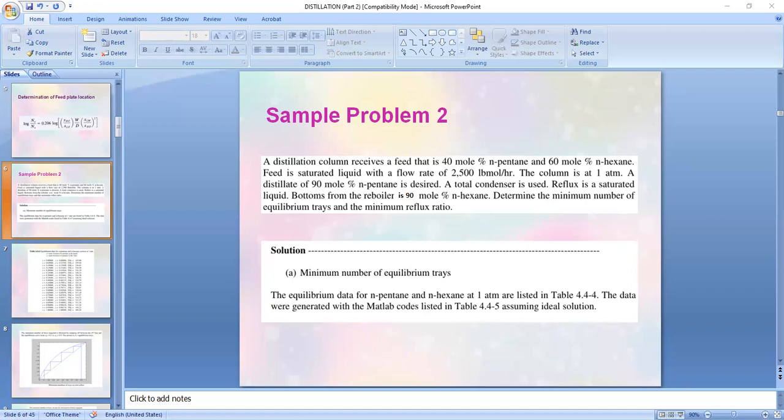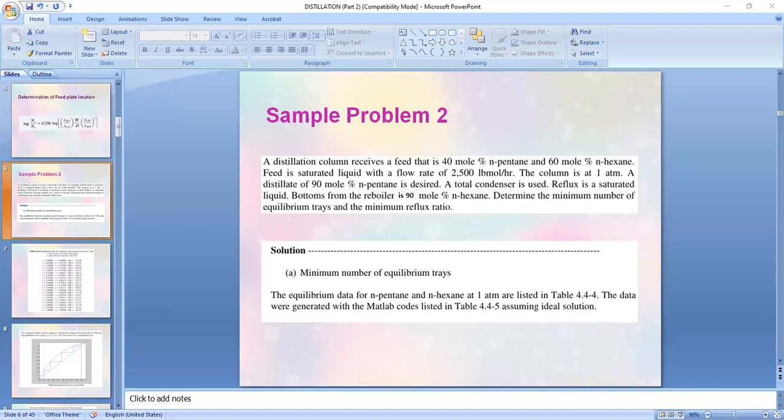Now, your bottoms from the reboiler is 90 mole percent hexane. Okay, bottoms from the reboiler. So now it has more hexane and the distillate has more pentane. So from here, you get to check and validate that the component pentane, which is present in the least amount in your feed, is your low boiling point component because it's the one that goes into your distillate. The high boiling point component remains as bottoms liquid.